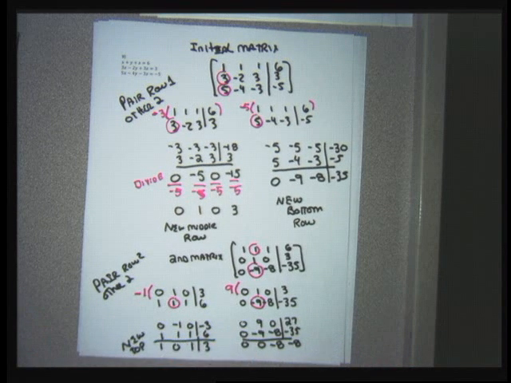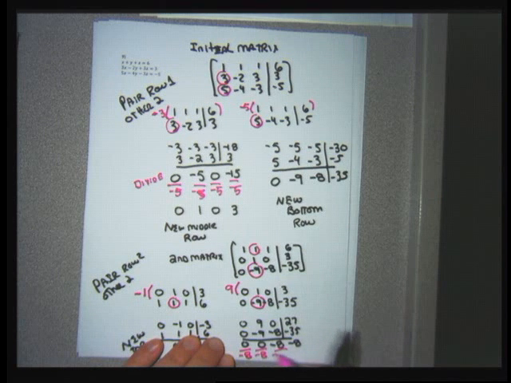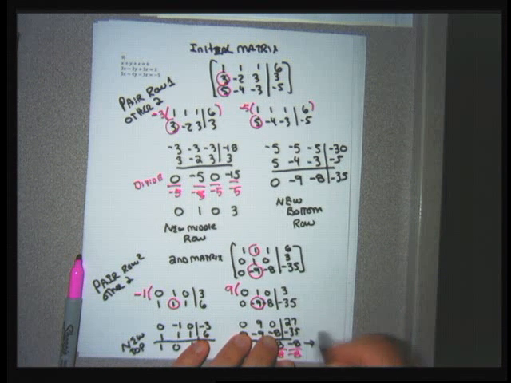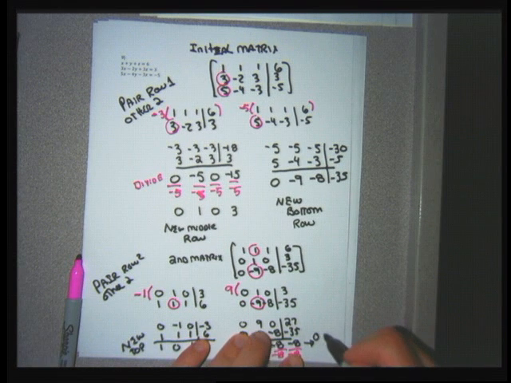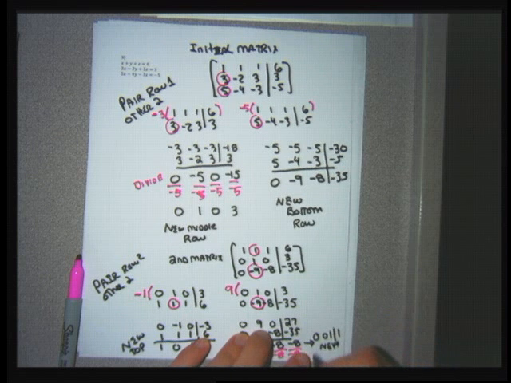I'm going to divide by a negative 8. So I'm going to go 0 divided by negative 8, 0 divided by negative 8, negative 8 divided by negative 8, and negative 8 divided by negative 8. And that's going to give me 0, 0, 1, 1 for my new bottom.